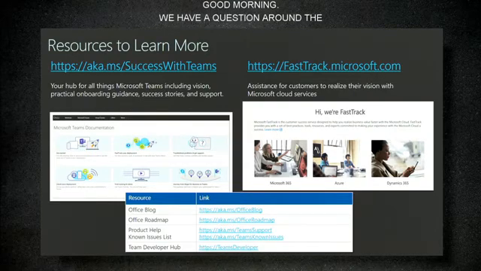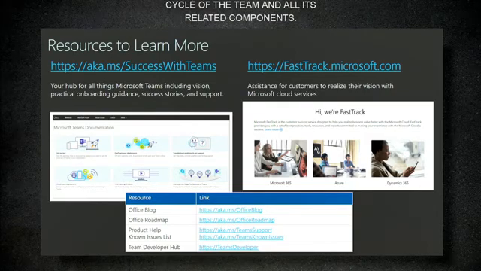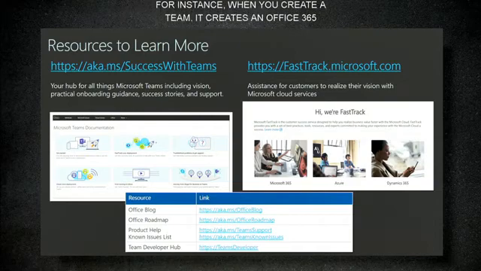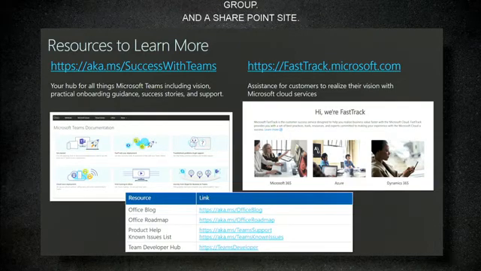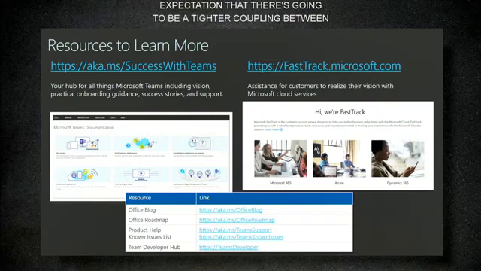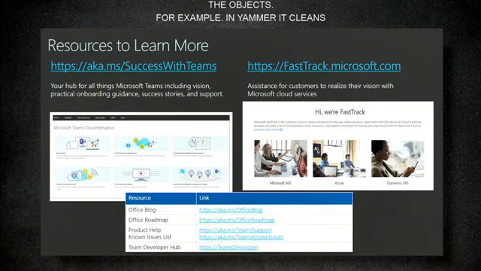So for instance, when you create a team, it creates an Office 365 group and a SharePoint site. Similar to Yammer, is there any expectation that there's going to be a tighter coupling between those objects? So for instance, in a Yammer group, if you delete the group, it cleans up those other components? Or is it going to stay more of a loose coupling with Teams, where if you remove the team, the other components stay out there?